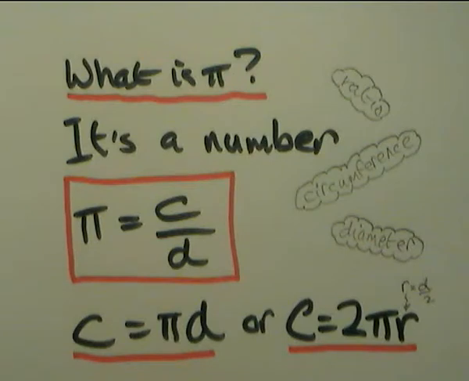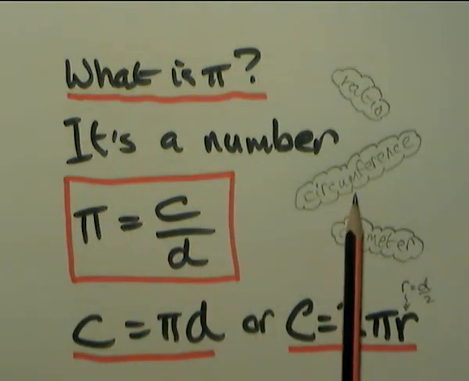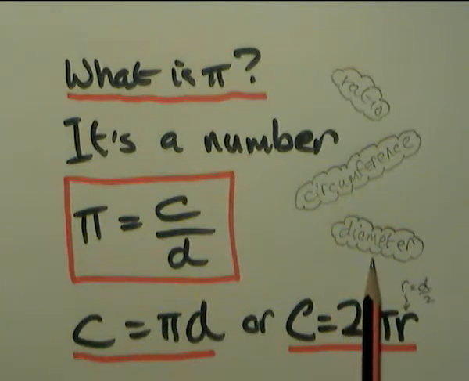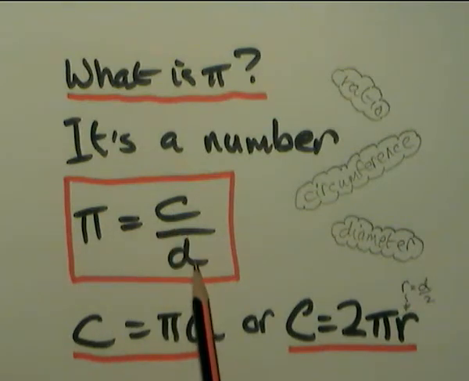One of the first questions we often get is, what is pi? Well, to be honest, it's just a number, and it's defined as the ratio of the circumference of a circle to its diameter. In mathematics, you'd write that as pi equals c over d. Actually, you normally see it written as c equals pi d if you're dealing with the diameter, or c equals 2 pi r if you're dealing with the radius. And most often you're dealing with radius.